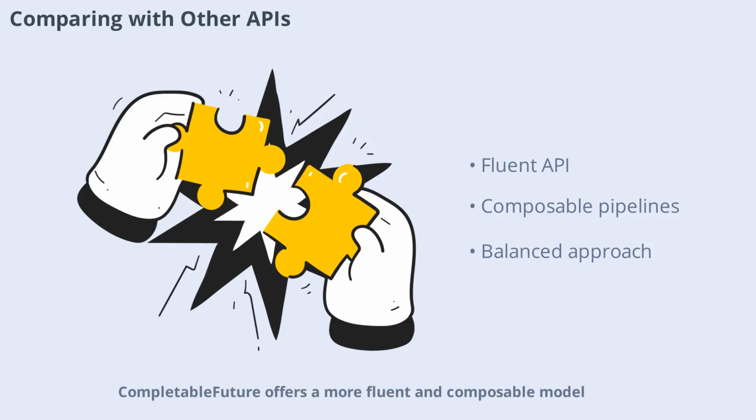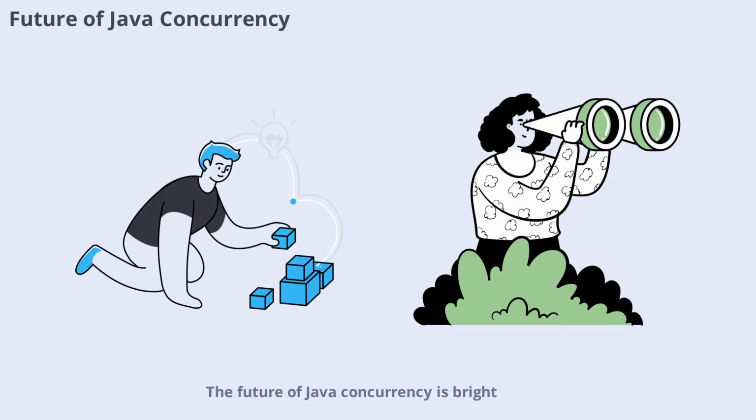CompletableFuture offers a more fluent and composable model, making it easier to build complex pipelines. While reactive frameworks provide even more advanced features, CompletableFuture strikes a balance between simplicity and power for most use cases. The future of Java concurrency is bright, with features like virtual threads and structured concurrency leading the way. CompletableFuture will continue to play a key role, especially as a bridge between traditional and modern concurrency models. Stay curious and keep learning to make the most of these evolving tools.